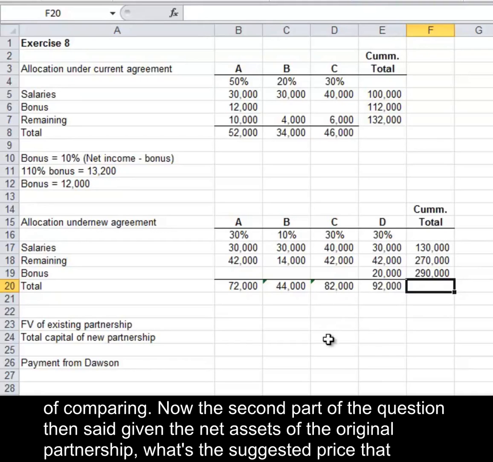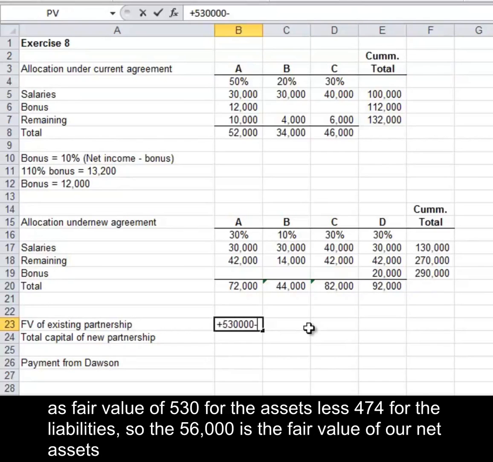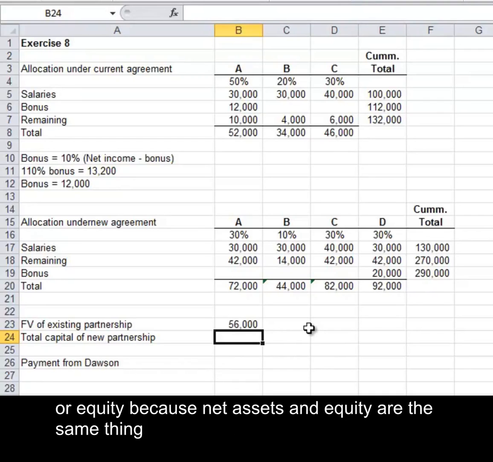Now the second part of the question then said, given the net assets of the original partnership, what's the suggested price that Dawson would pay? And this is similar to what you're going to do in your homework. The existing partnership, the amounts are given in the book as fair value of 530 for the assets, less 474 for the liabilities. So the 56,000 is the fair value of our net assets or equity, because net assets and equity are the same thing.